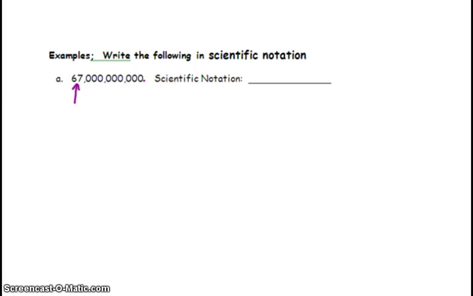So I'm not making loop-de-loops on this one. I'm going to count zeros. So I move 3, 6, 9, plus the 7 makes 10 places. So I need to move that decimal point 10 places back. So we know we're going to have 6.7. I'm moving the decimal point 10 places, so I'm multiplying times 10 to the 10th for the 10 places. And that was a very big number, so I'm going to keep my exponent positive. So that is 67 billion written as a scientific notation number.